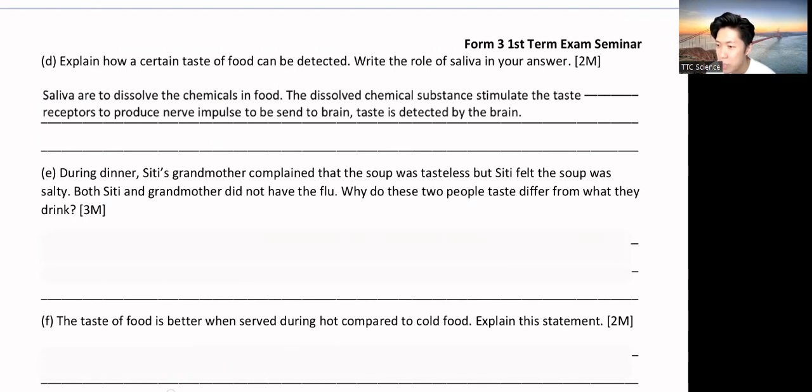Dissolve chemical substances. Is it correct if I write digest instead of dissolve? Oh, no. Digest is digestion. Dissolve is dissolve.